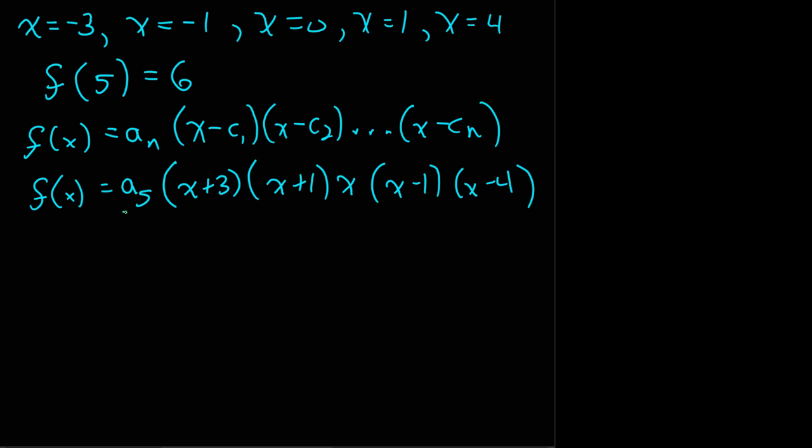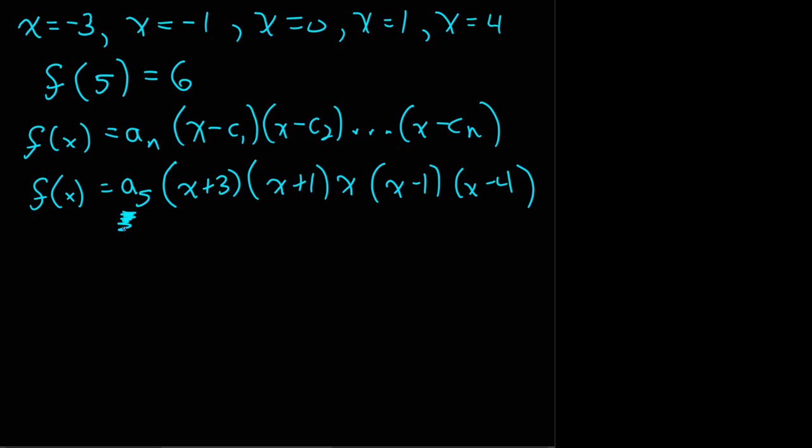My big quest here is to figure out what a sub 5 is. What is the leading coefficient? Right, I have an infinite amount of polynomials this could be, but the leading coefficient is going to shape how quickly it rises and how quickly it falls. So I could multiply all these things together, and then multiply everything by a sub 5, and then I could plug in my x. That's going to be really messy.